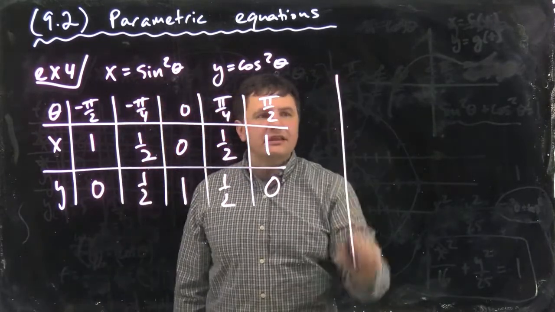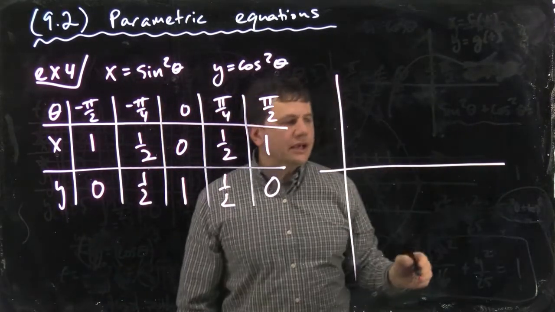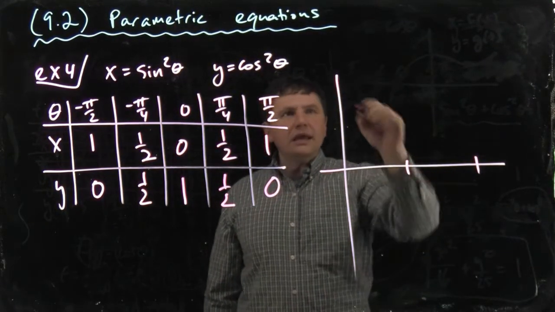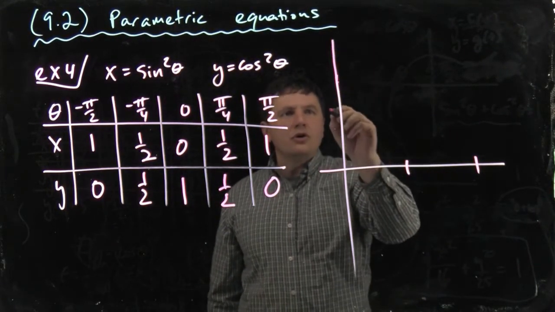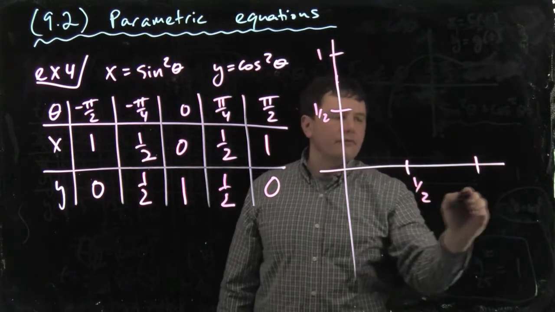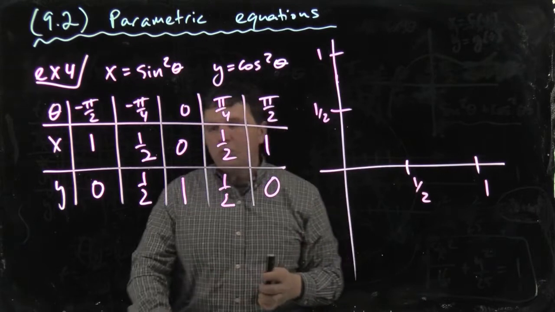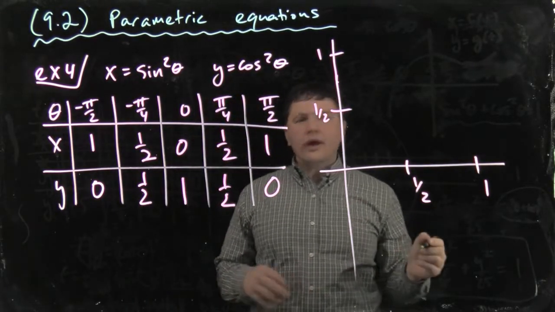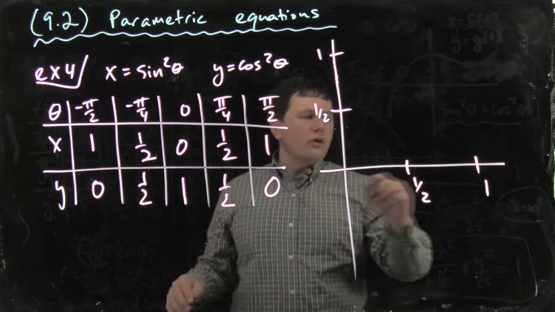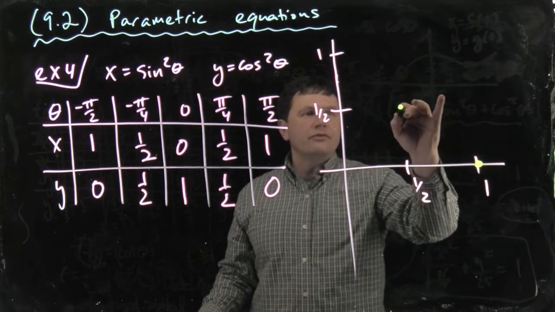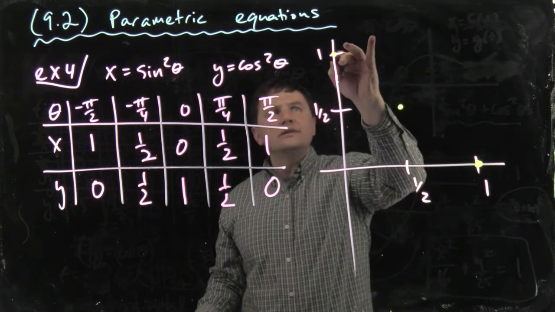So let's go ahead and plot these. Obviously, I'll just do 1/2, 1, and I guess we're just up on the top half. So let me mark that. Okay, so 1, 0 is right here. 1/2, 1/2 is right here. 0, 1 is up here.